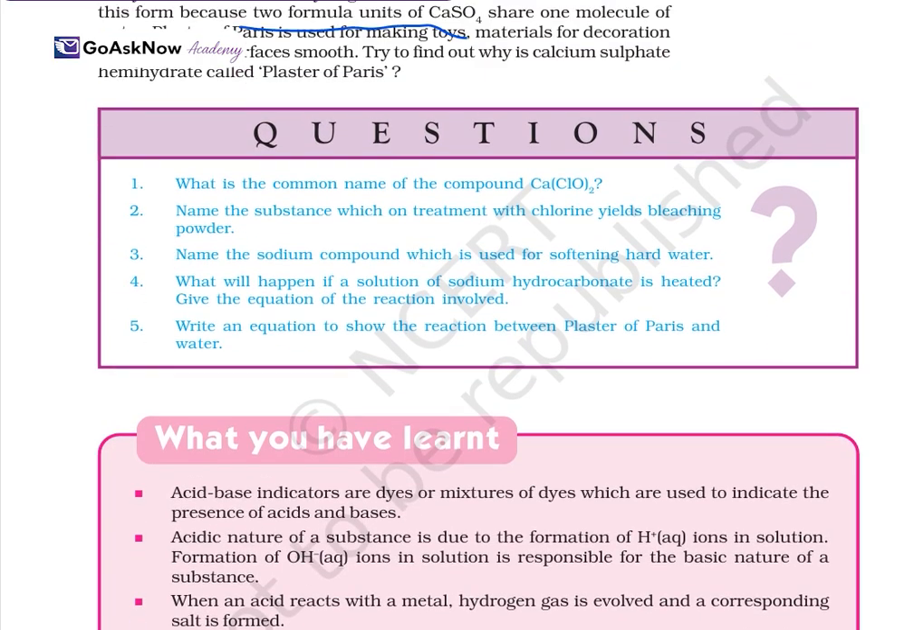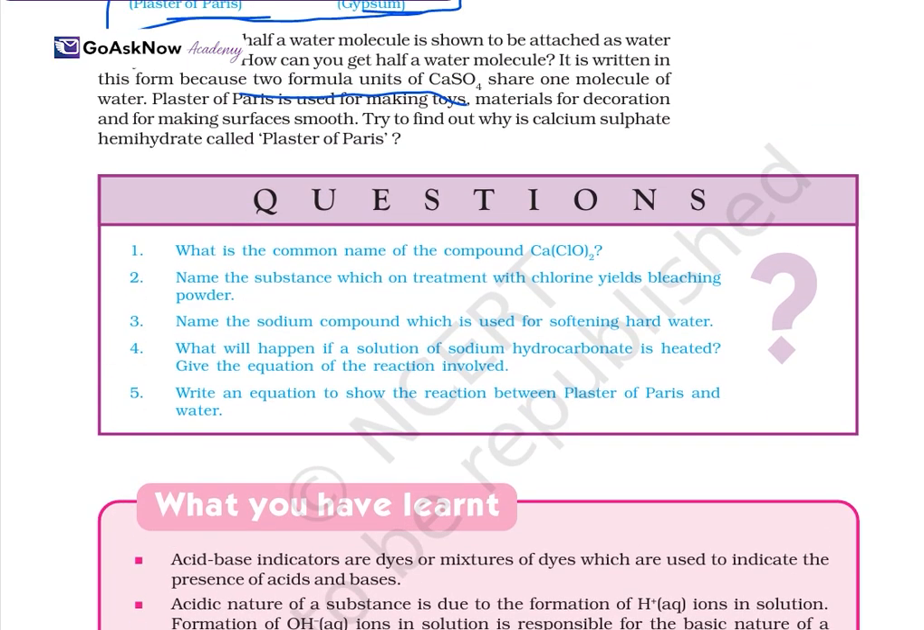Now let's move ahead with the questions. First question: what is the common name of the compound CaOCl2? The common name is bleaching powder. Second: name the substance which on treatment with chlorine yields bleaching powder. It will be dry slaked lime, and the chemical formula will be Ca(OH)2.